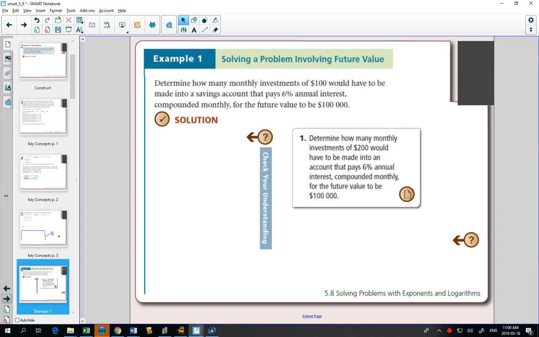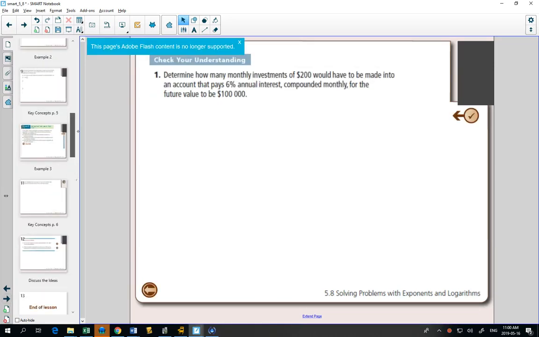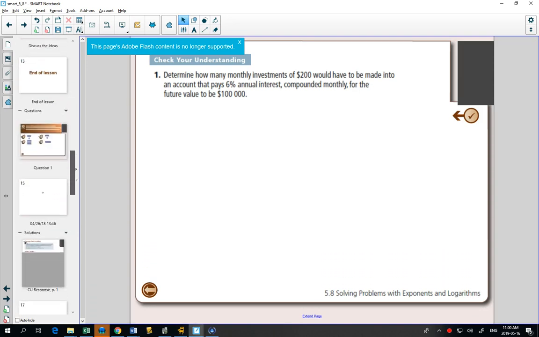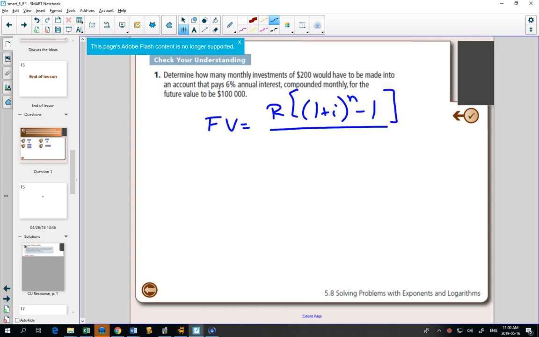So we look at our first example that's going to use this formula. I'm going to go back and steal that formula. I'll just write it out. So the formula again was future value equals R times [1 plus I to the N minus 1] in a set of square brackets divided by I.